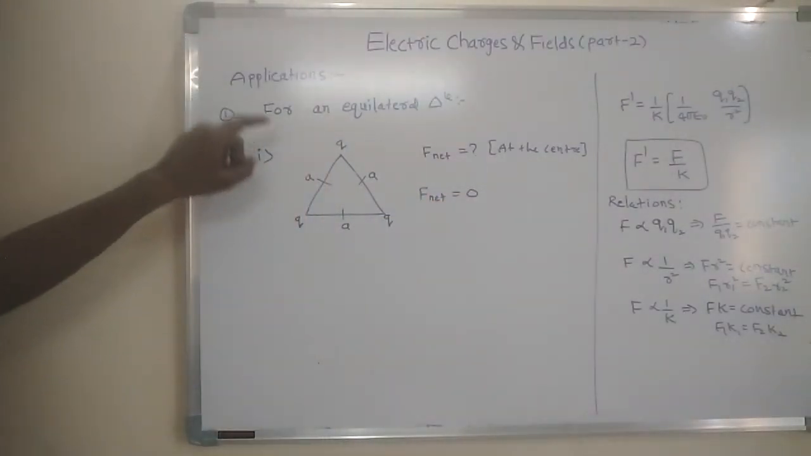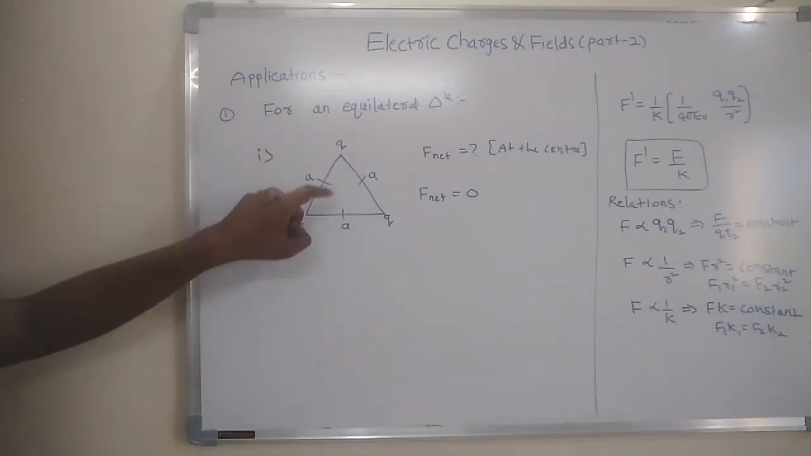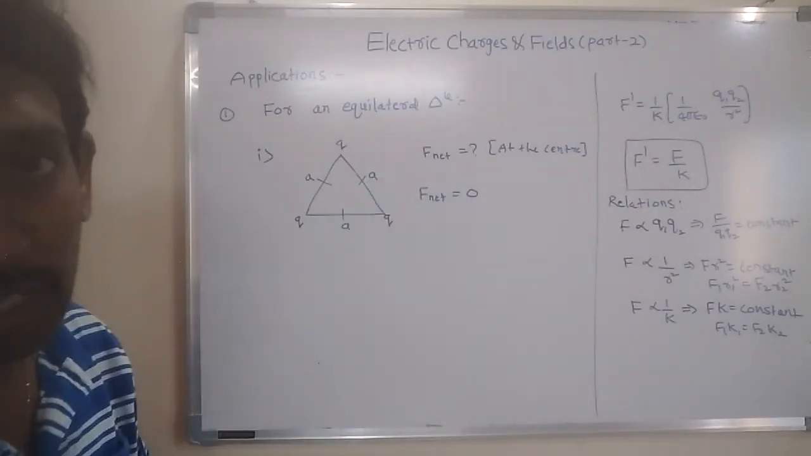So here, if given an equilateral triangle with three identical charges placed at the three corners, what is the net force? The net force is 0. This is the first application.